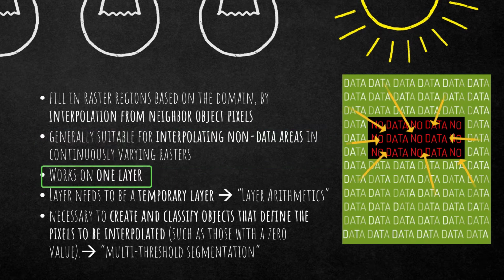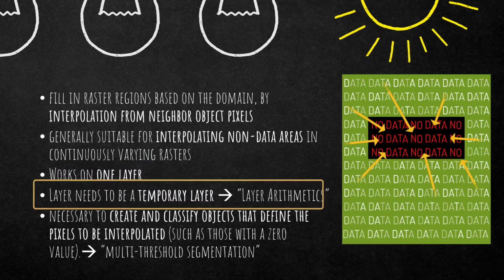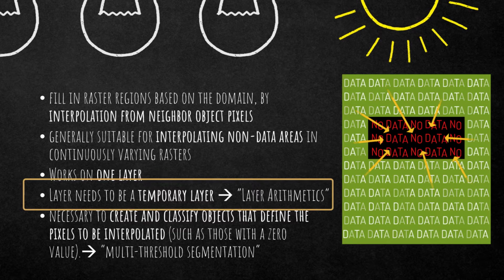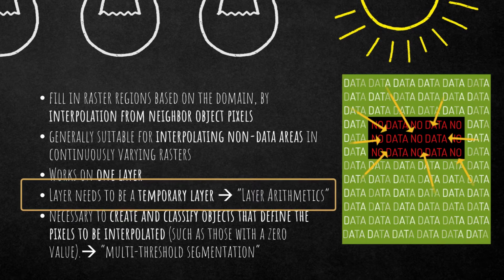It works on one layer, and that layer needs to be a temporary layer. So if you want to use this algorithm on an imported, original layer, you first need to convert it into a temporary layer. You can simply use the layer arithmetics algorithm, for example, to do so. I'm going to show you that in a minute.